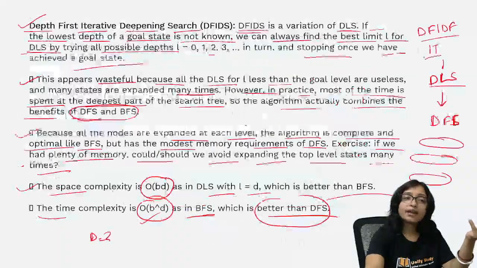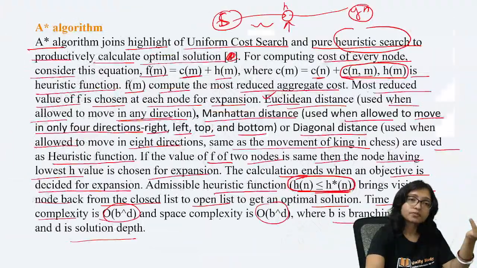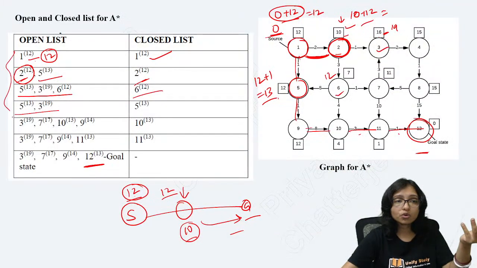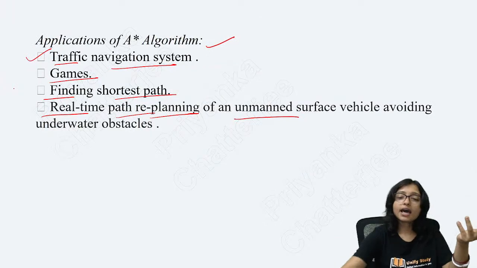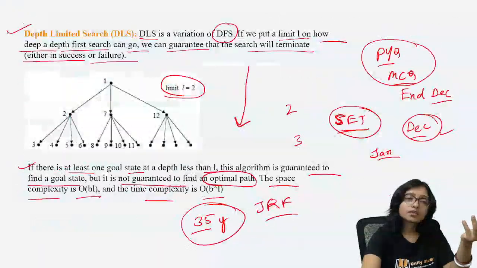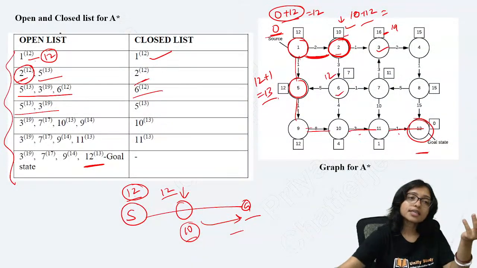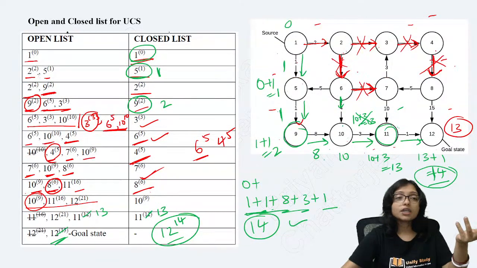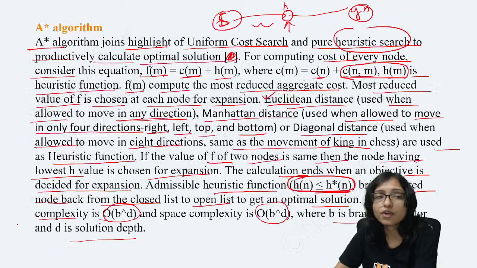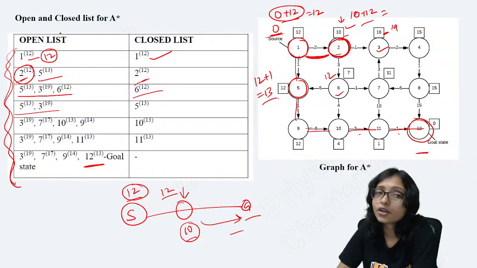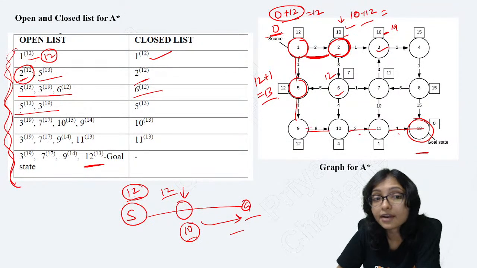If you came here to the comparison, here it was required to expand so many nodes. But in the A star algorithm, where is the A star? This is the A star. Uniform search is this one. In uniform search there were so many nodes to expand, but when we came to A star, then there are fewer nodes to expand. That is the advantage here.